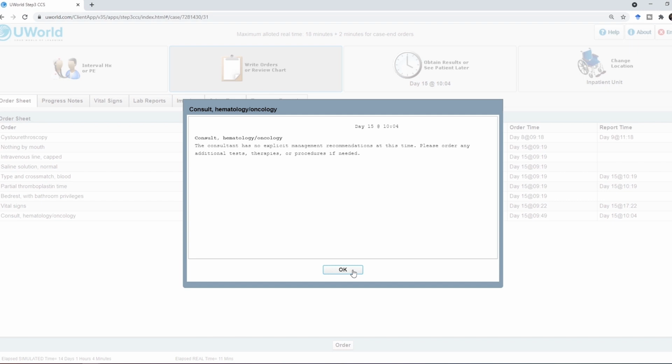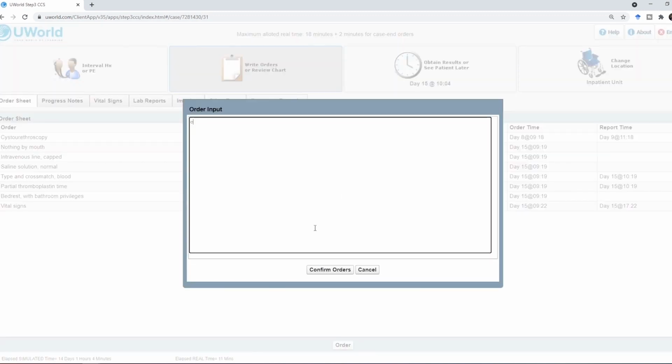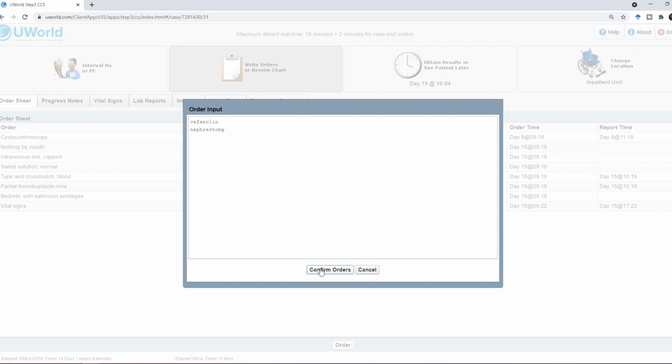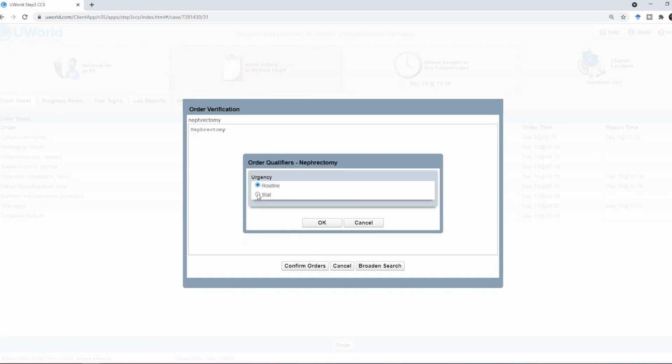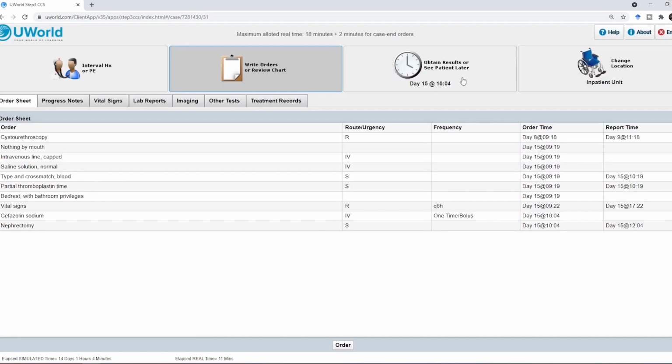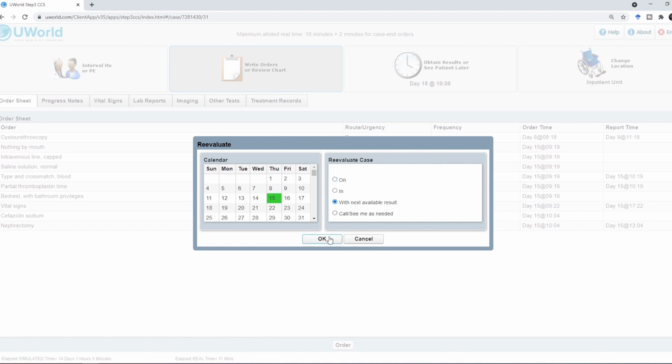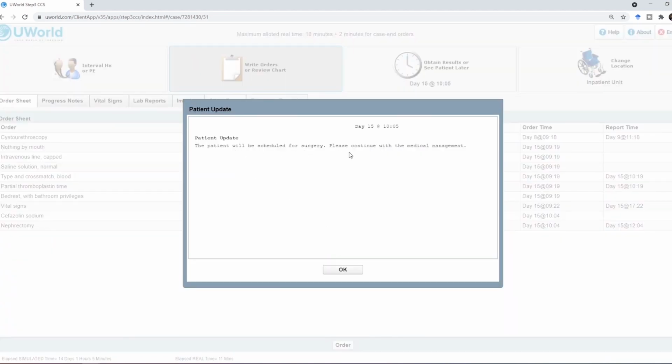Now we can go ahead and order the preoperative antibiotics and order the nephrectomy for this case. So the preoperative antibiotic is going to be cefazolin, and we can type nephrectomy here. Confirm orders, cefazolin, 1 time intravenous, and the nephrectomy stat. And we can advance the clock to see the results of the nephrectomy. The patient will be scheduled for surgery. Please continue with the medical management.